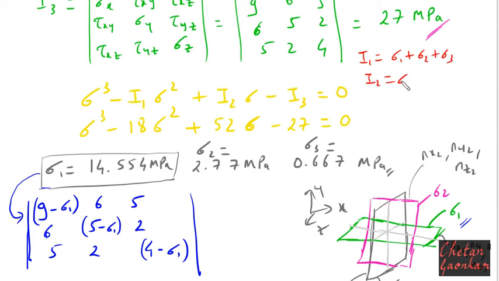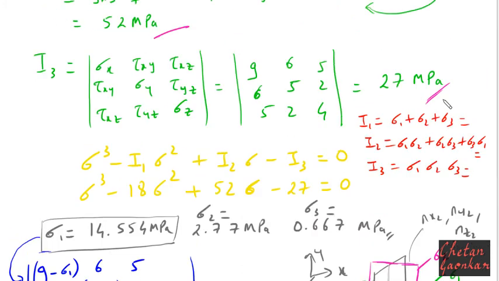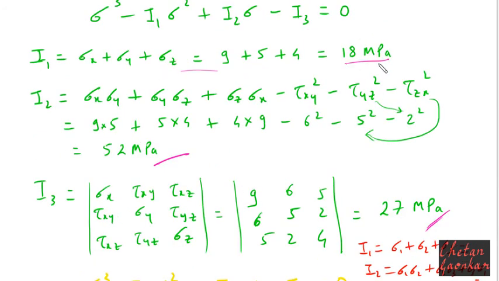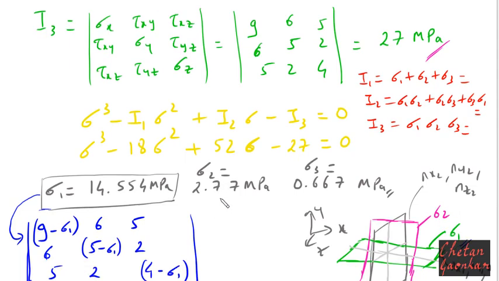I2 can be found as sigma 1 sigma 2 plus sigma 2 sigma 3 plus sigma 3 sigma 1. And how do we find I3? It is the product of sigma 1 sigma 2 sigma 3. Now if I put these values in terms of principal stresses, one will observe that these values come exactly the same as these values, or at least very close. In fact, it should be exact.